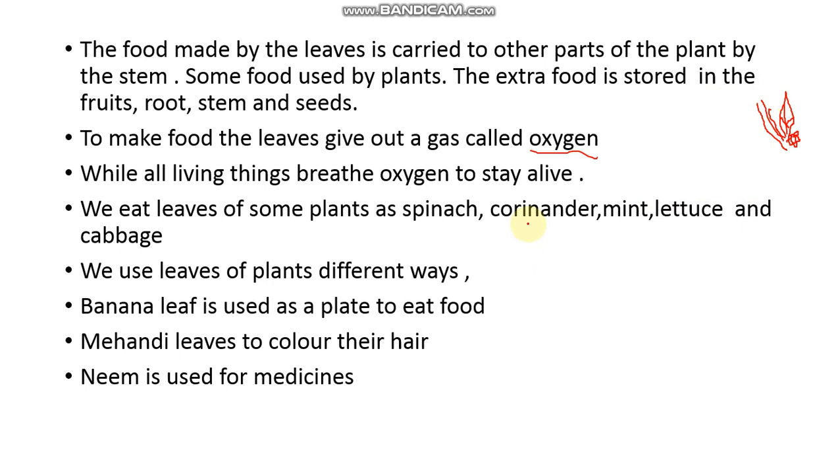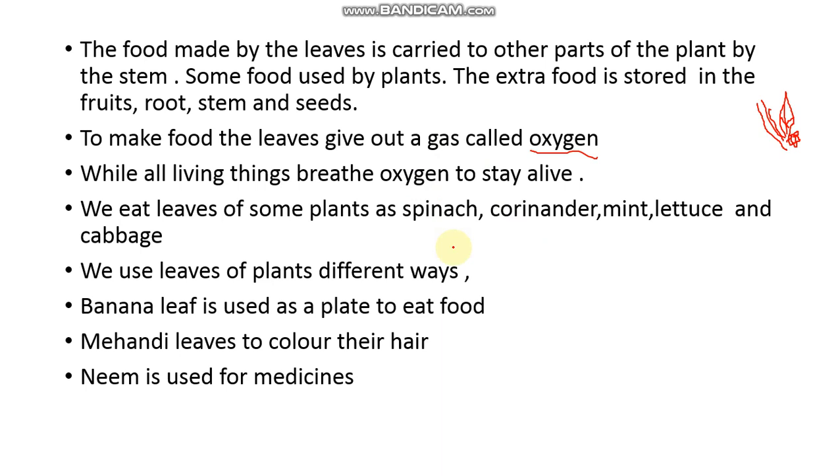That is, we eat the leaf raw. We can eat mint leaf raw, coriander leaf raw, cabbage also raw, and spinach will be cooked and eaten as food.